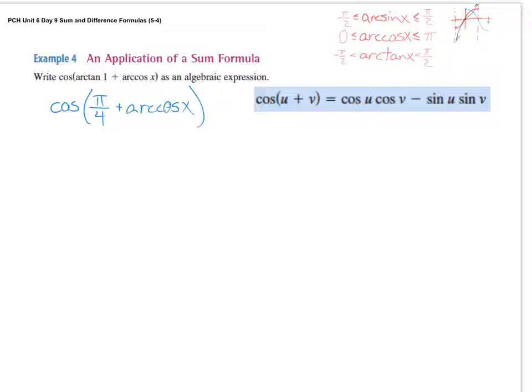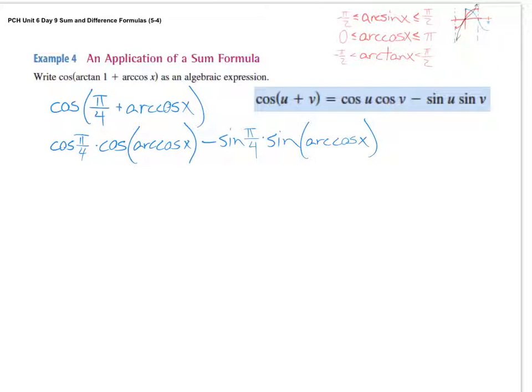Now we can work with our formula. Cosine of the sum of two angles is cosine cosine minus sine sine. So we have cosine of pi over 4 times the cosine of the arc cosine of x, minus the sine of pi over 4 times the sine of the arc cosine of x.